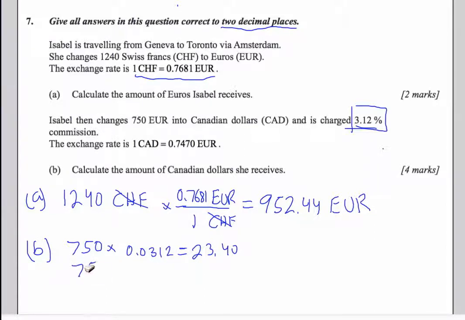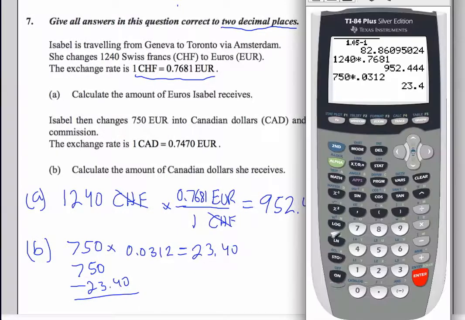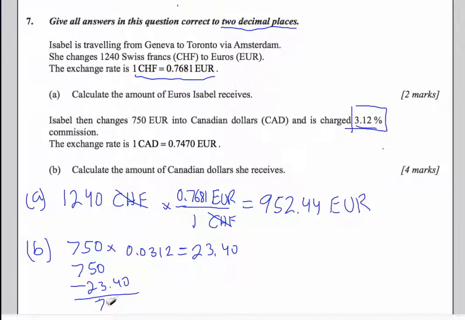So the amount of money you actually have right now is going to be 750 minus that. So let's do 750 minus 23.4. Okay, so what you actually have is 750 euros, or sorry, 726.60. Okay. All right, we're going to take that and change it into dollars. So we have 726.60, so that's your amount of euros.